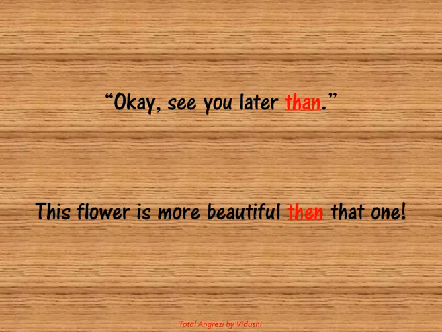Let us start with this example. Okay, see you later then. This flower is more beautiful than that one. As you can see, I have marked the words than and then in the color red because their places have been interchanged. It should be: okay, see you later then. This flower is more beautiful than that one. Now, why do we use it and how do we use it correctly?